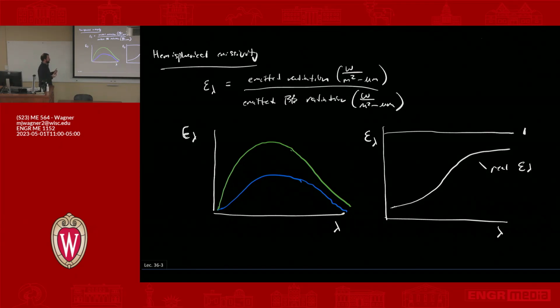So the point I'm trying to make here is that for a given surface, you can still represent the emissivity as a function of wavelength, and it doesn't have to be just one value. It can depend on the wavelength. And every real surface has some dependence. Okay.